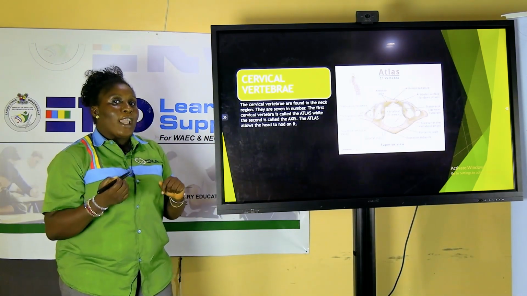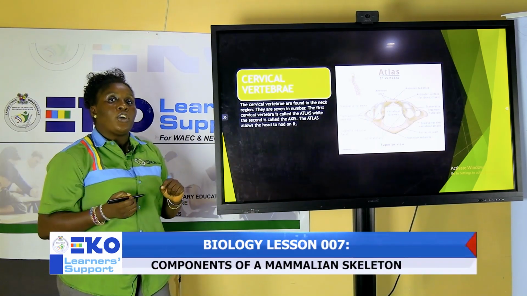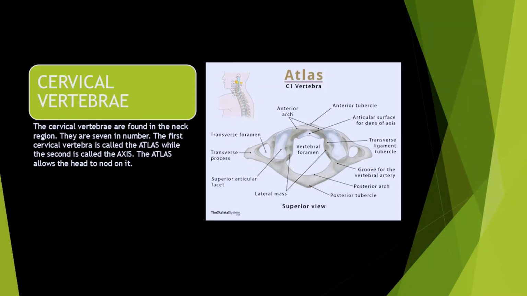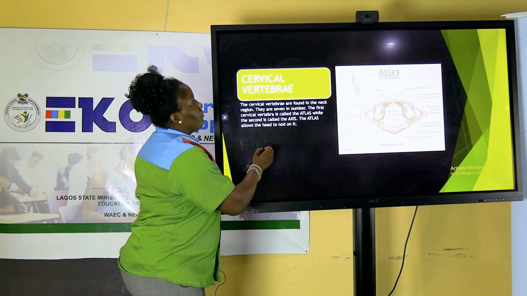This year's WAEC, this question came out for the practical. Now, what is the function of the cervical vertebrae? Do not forget that the atlas and the axis are found in the cervical vertebrae.